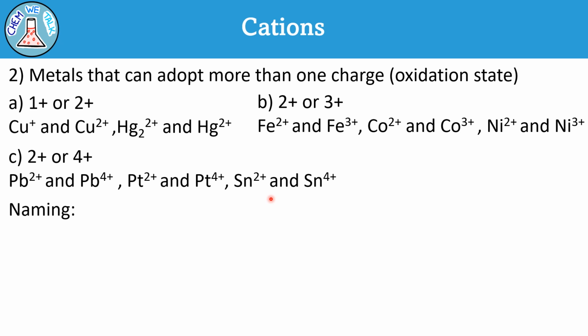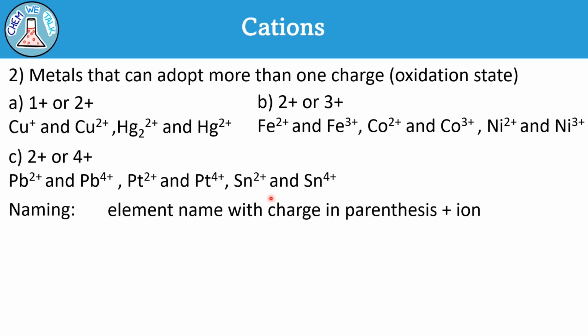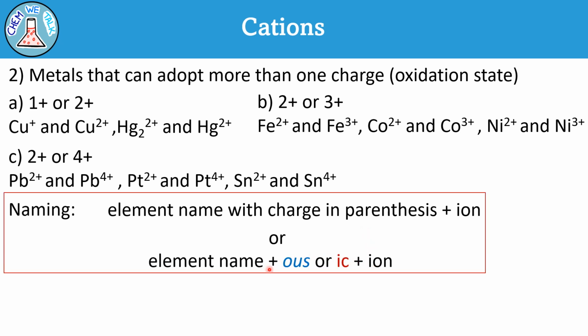Okay. So for naming, it's going to be a little different because we cannot simply use the element name, but we need to now use a charge in parentheses plus the word ion. That's the most commonly used nomenclature right now. Or there's another nomenclature that uses the suffixes "ous" and "ic" as well, plus the word ion at the end. And the "ous" suffix would be for the lowest charge in a group, while the "ic" suffix would be used for the highest charge in a group. So let's look, for example, here in the group 1, 2.